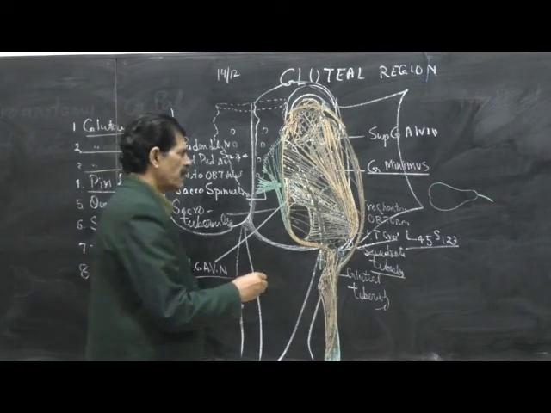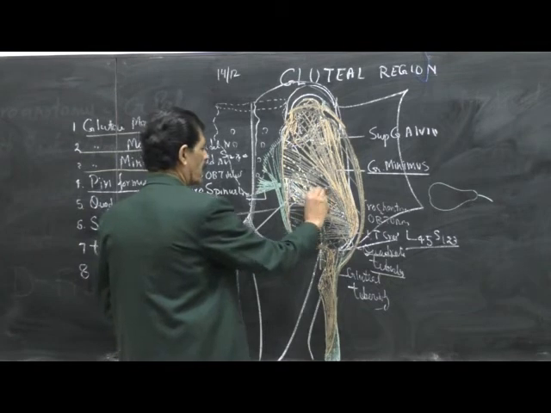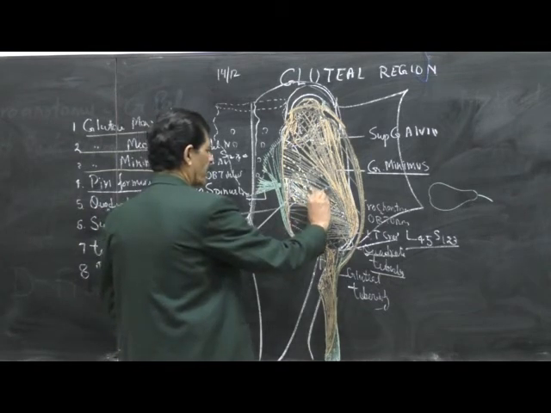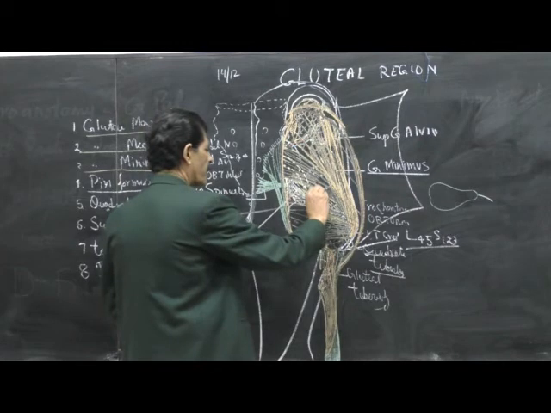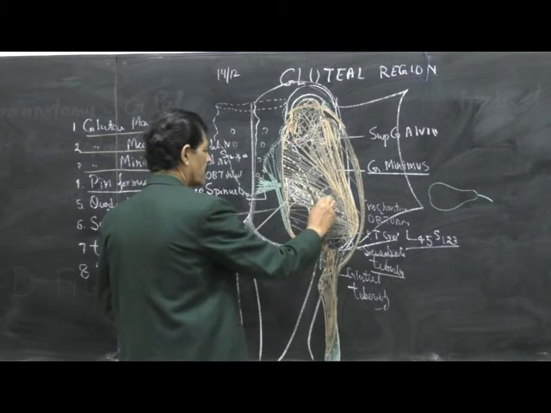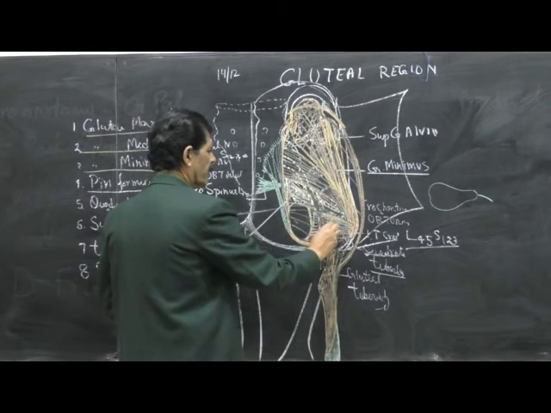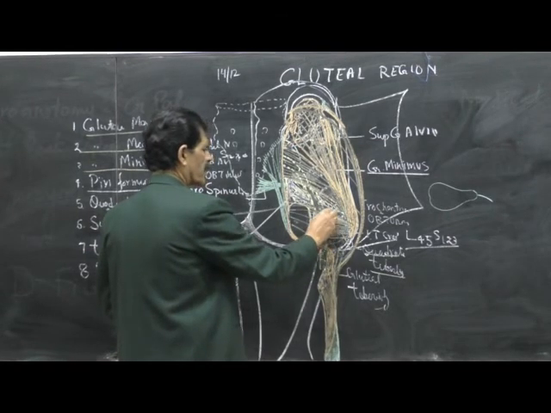Another nerve we see coming from the lower part of the piriformis is the nerve to quadratus femoris. So this nerve to quadratus femoris runs anterior to the superior gemellus, obturator internus and inferior gemellus, and then this nerve enters the anterior surface of the quadratus femoris and supplies it.